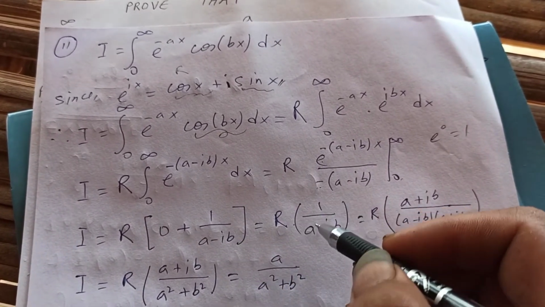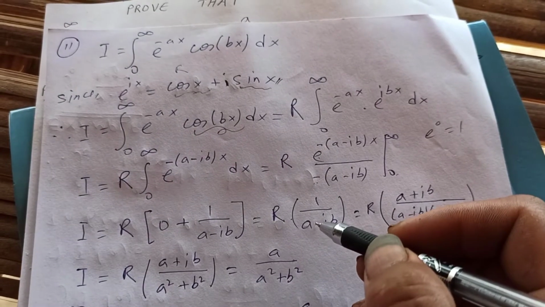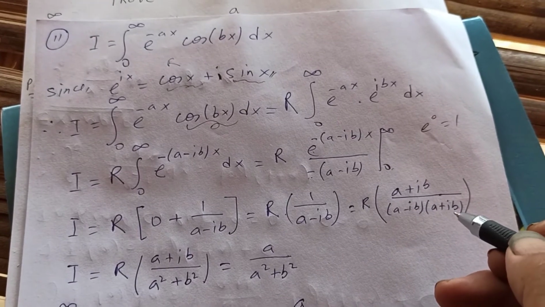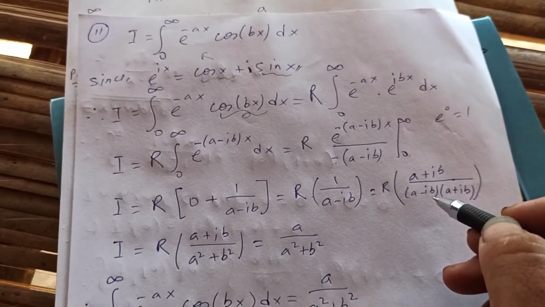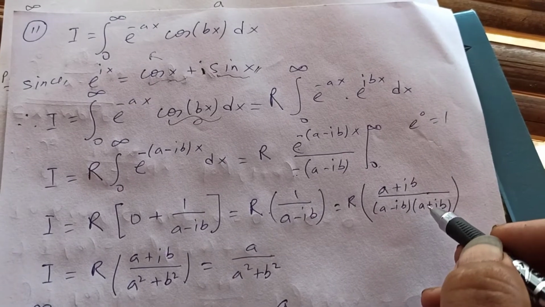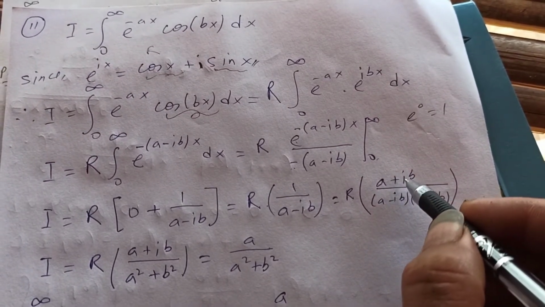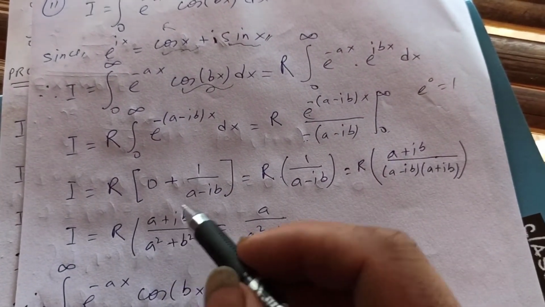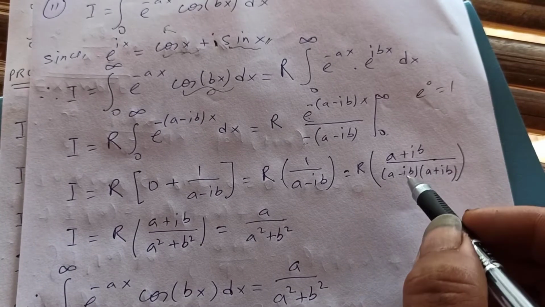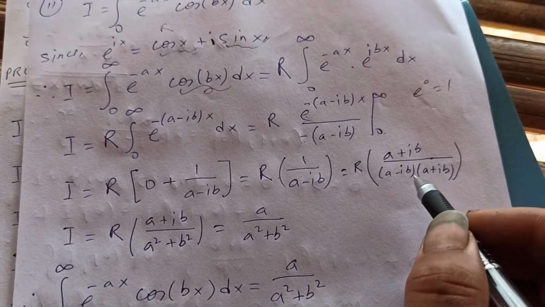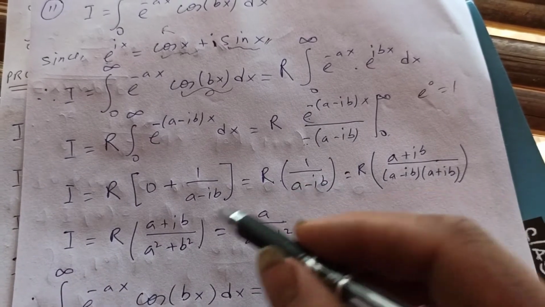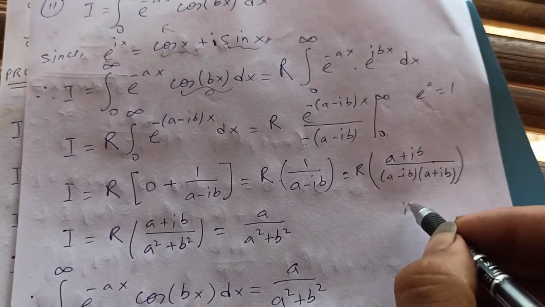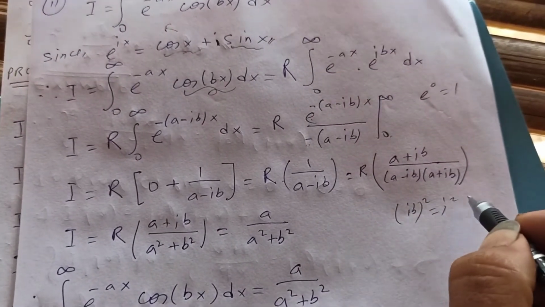Then you get the real part of 1 over a minus ib. Multiply by the conjugate: the conjugate of a minus ib is a plus ib, so I put it in the numerator again. Now simplify: the real part of (a plus ib) over (a minus ib)(a plus ib), which is a square minus (ib) whole square, which is i square b square.